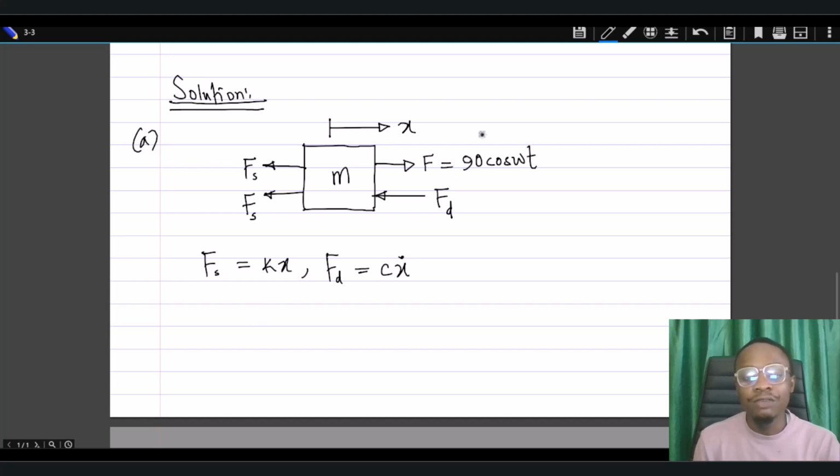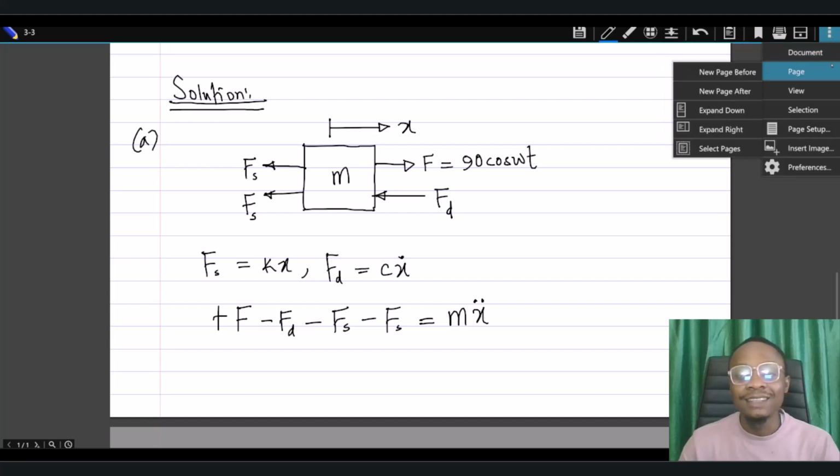We now take summation of forces in the direction of motion. We know that is F. Only F is along the direction of motion, so that is positive. Then the others are opposite the direction of motion. So this will be minus F sub D minus F sub S minus F sub S. That is F sub D here, F sub S here, then the second one here. So all of this must be equal to the mass of the body multiplying its acceleration, which is x double dot. So that is that about that.